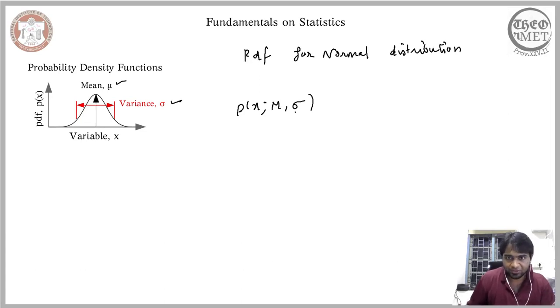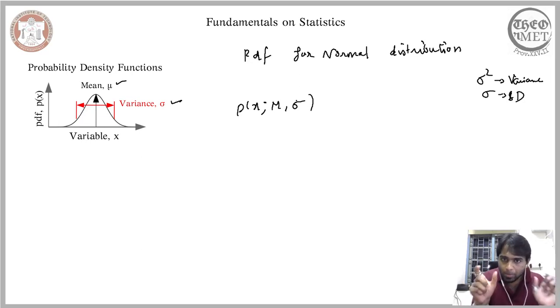This is something that we have looked into in the previous lecture. Sigma square is the variance and sigma is the standard deviation. These two parameters describe the trend of the normal distribution, and the same trend is observed in the function as well. So the probability density function of the normal distribution is expressed in this manner. The independent variable is expressed on the left side of the semicolon, and the parameters that govern the function are expressed on the right side of the semicolon.